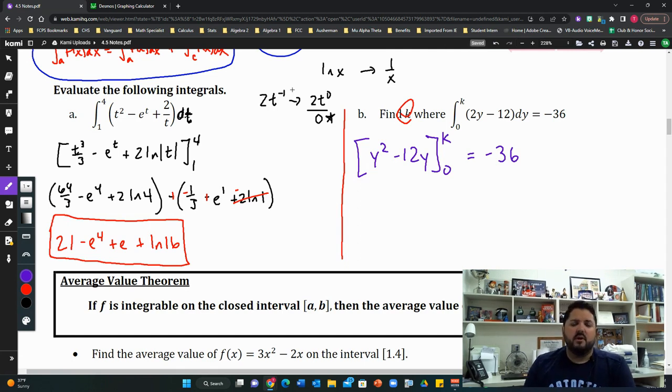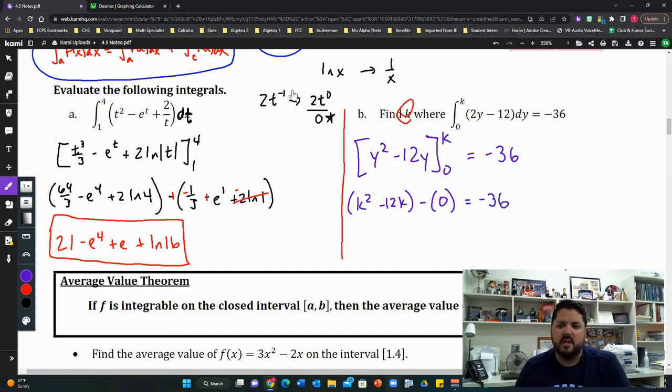So now I'm going to do the fundamental theorem of calculus. K goes in. So that would produce k squared minus 12k. And then minus 0 goes in. Well, that produces 0. And again, that answer has to be equal to negative 36. So all this does is create an equation that depends on the value of k, which is perfect because k's value is what I'm searching for. So this is simply a quadratic function, or quadratic equation, excuse me.